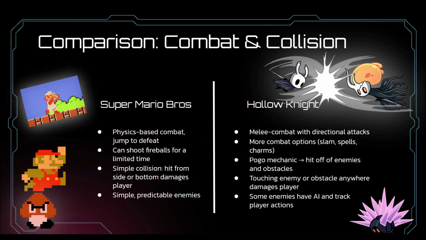In terms of combat and collision, the games are actually pretty different. In Mario, your main way of defeating enemies is by jumping on them, and you can also shoot fireballs for a limited time through power-ups. In Hollow Knight, you have a fully fledged melee combat system, so you can hit enemies with directional attacks.